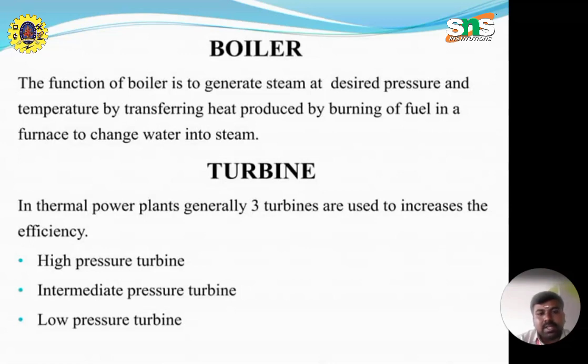Boiler: the function of the boiler is to generate the steam at desired pressure and temperature by transferring the heat produced by burning of the fuel in a furnace to change the water into the steam. The turbine: in thermal power plants, generally 3 turbines are used to increase the efficiency: high pressure turbine, intermediate pressure turbine, and low pressure turbine.